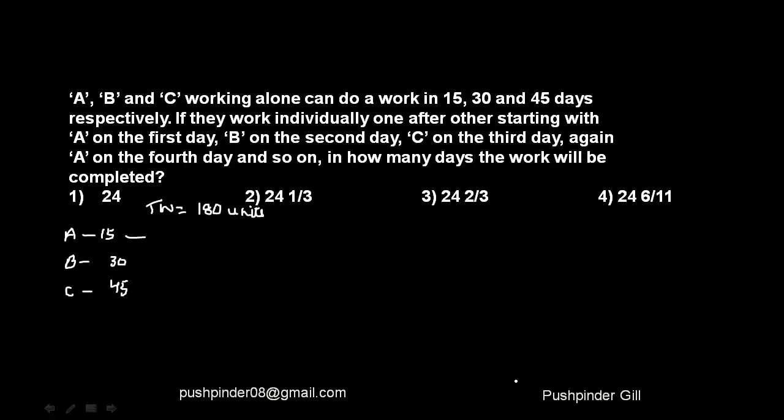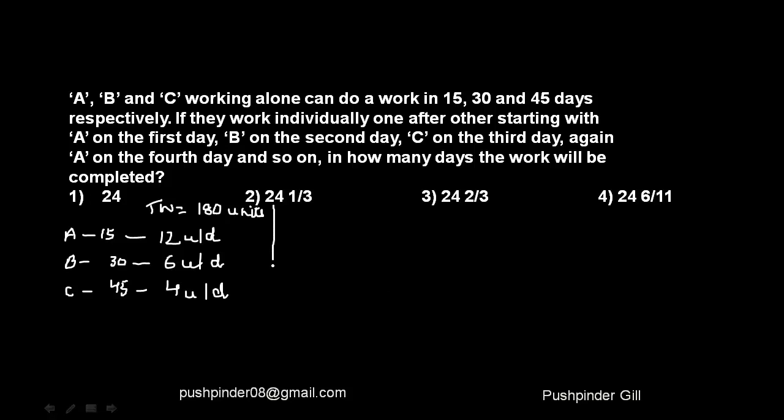So if A is able to finish the job in 15 days, that means he's going to finish 12 units every day. And if B is able to finish the job in 30 days, he's going to finish 6 units every day. And C is able to finish the job in 45 days, so he's going to finish 4 units every day. I could have even taken 90, that would have made life easier. Okay, so A finishes 12 units every day, B 6 units, and C 4 units.